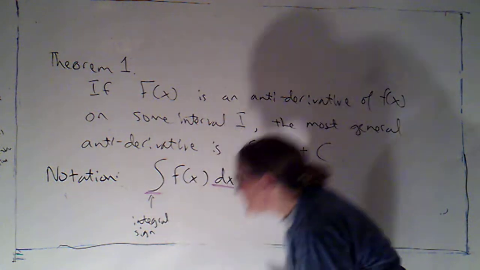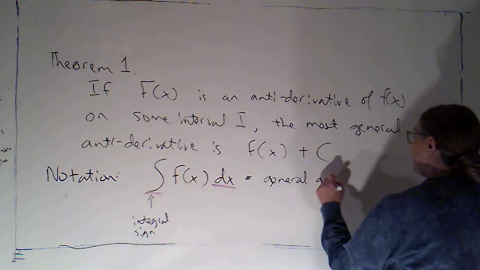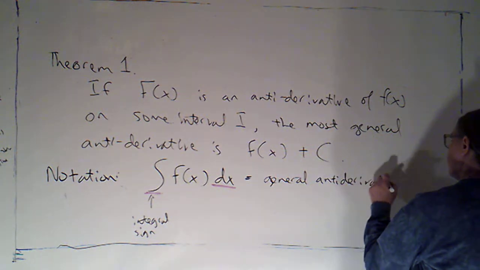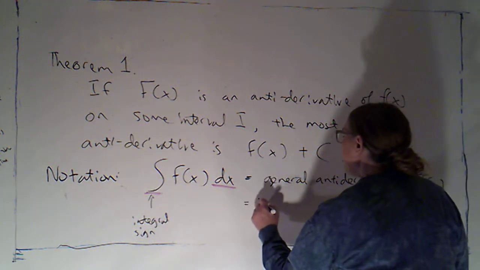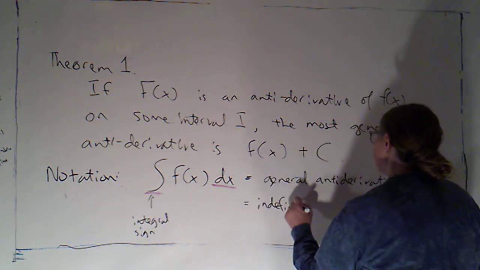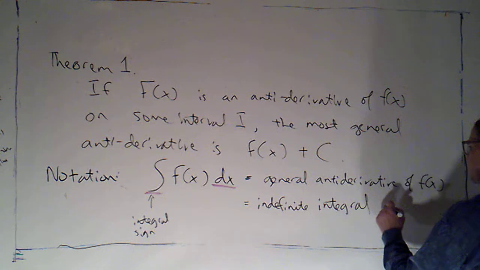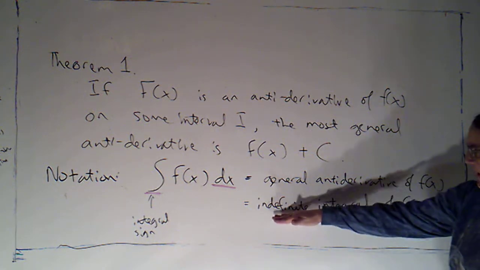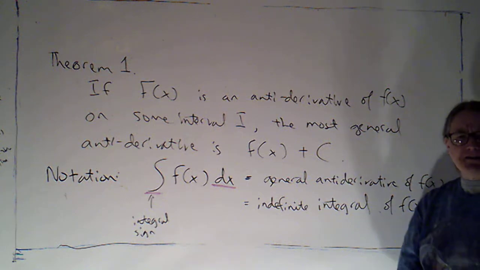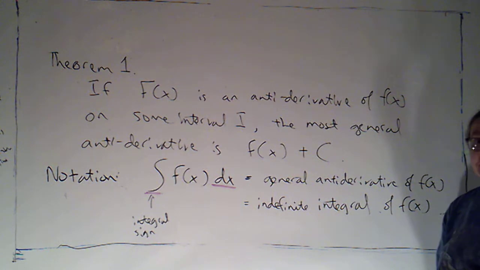And what this means is the general antiderivative of f of x. It's also called the indefinite integral. So that's just some new vocabulary. Indefinite integral of f of x. It means the general antiderivative. So integral is a new word. You might be wondering, why is this indefinite? Is there such a thing as a definite integral? And the answer is yes. And we'll be seeing what a definite integral looks like in chapter 5.